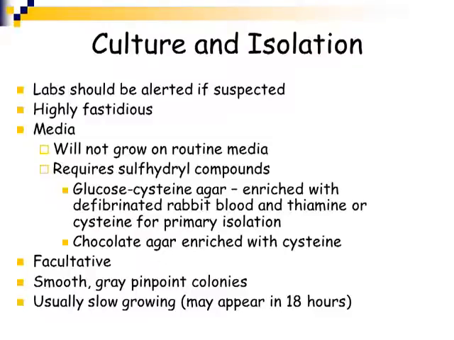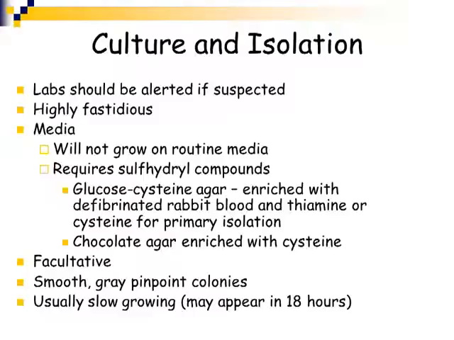It doesn't grow well on your typical sheep blood agar. It requires sulfhydryl compounds such as glucose cysteine agar, or GCA agar. It requires enriched media, defibrinated rabbit blood. It needs thiamine, and chocolate agar that's enriched with cysteine. It will grow on our commercial chocolate agar. It will form smooth gray colonies that, like I said, look like little drops, little pinpoints, and it usually is slower growing.